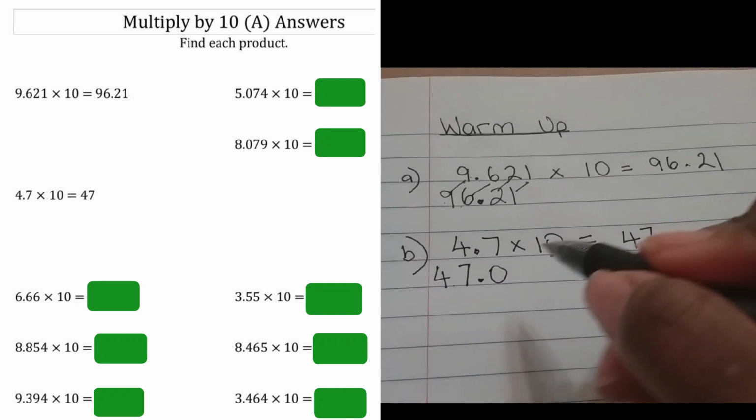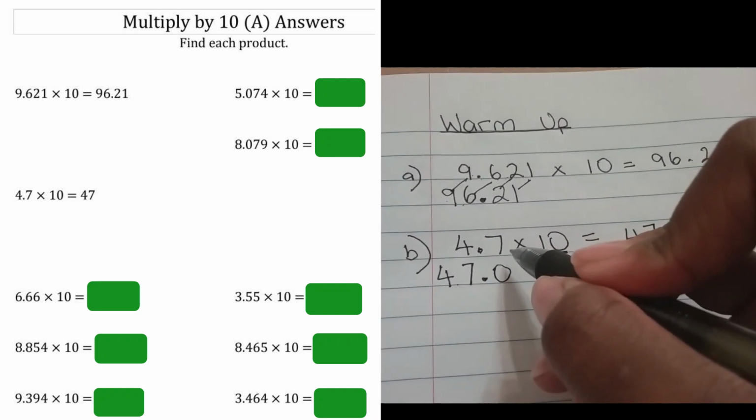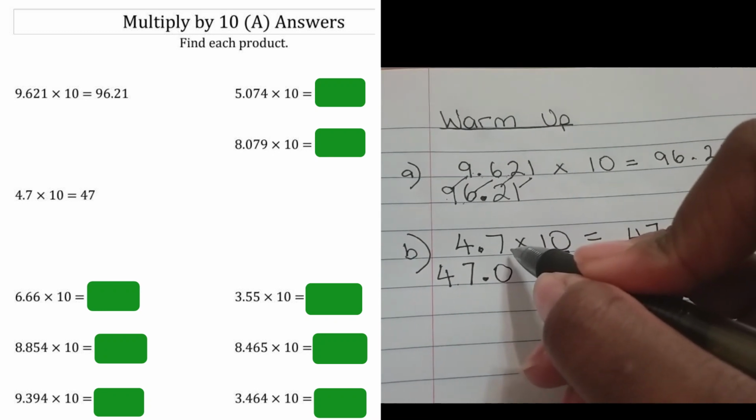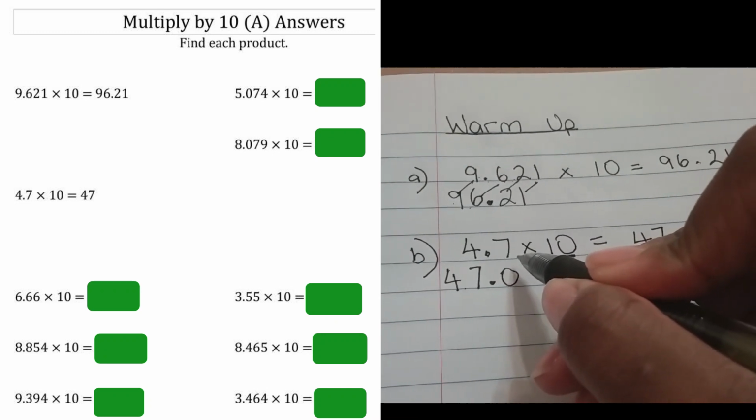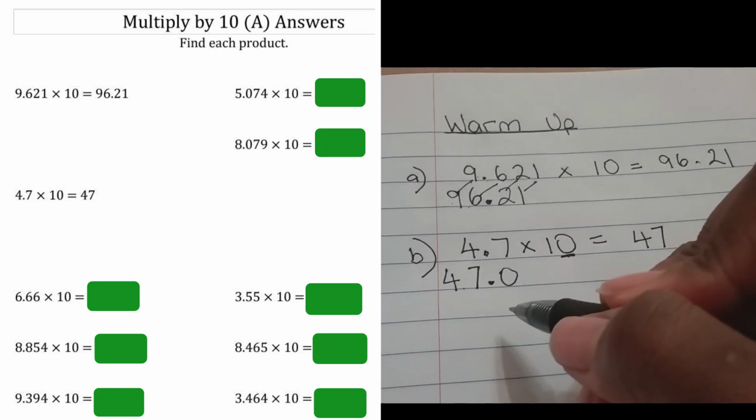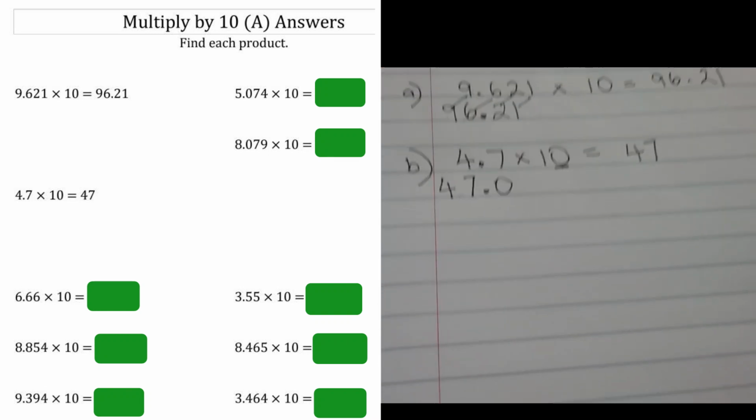Again, just to reiterate, if you like that trick of the decimal point moving, you can do that, you'll get the same answer, but we never say that the decimal point moved. We say that the numbers moved. Let's move on to C.